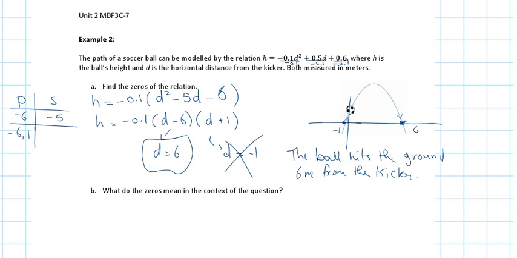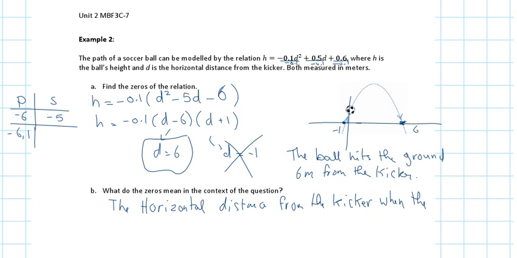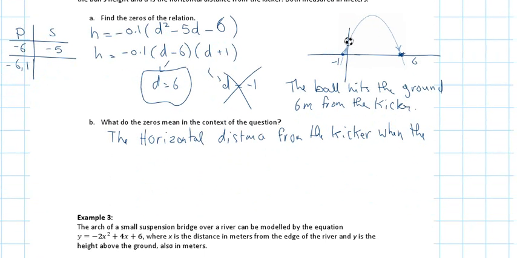What do these zeros mean in the context of this question? We've already discussed this. It means that when the ball hits the ground, it is the horizontal distance from the kicker when the ball hits the ground.